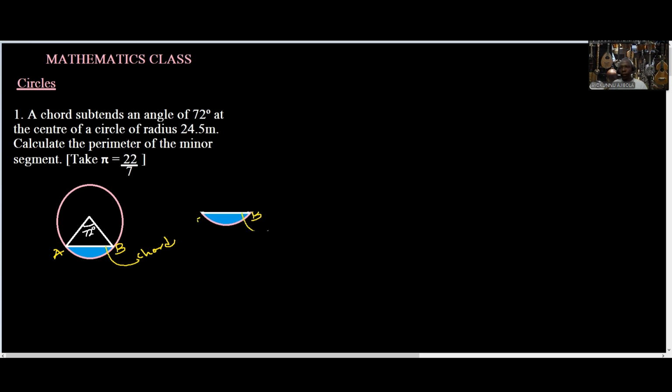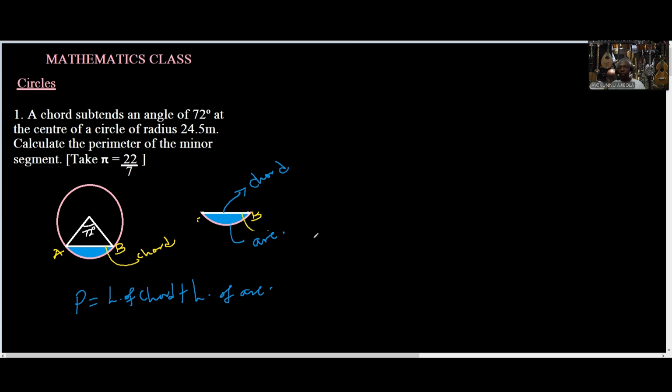And how do we find the perimeter of any given shape? That is the addition of everything around the shape. So this is a chord. We need the length of the chord first, then we need the length of the arc. So the perimeter of this segment will be length of chord plus length of arc. Now it depends on how I get the length of chord and the length of arc.